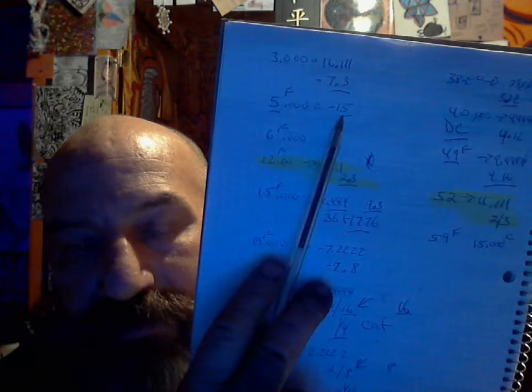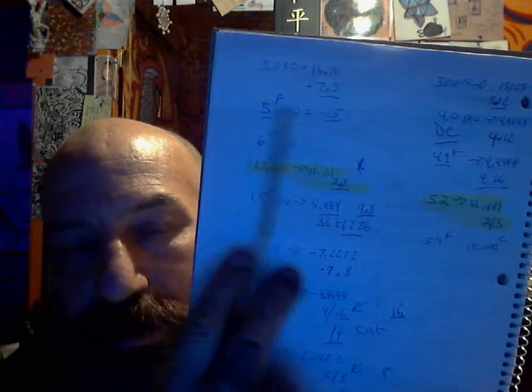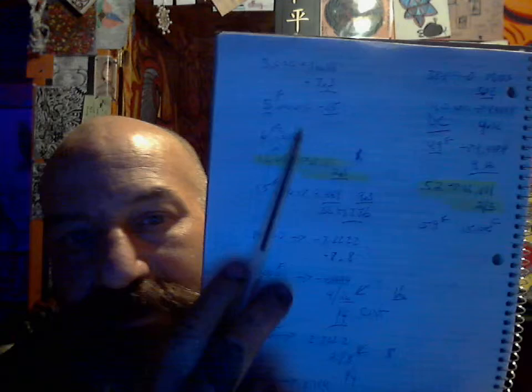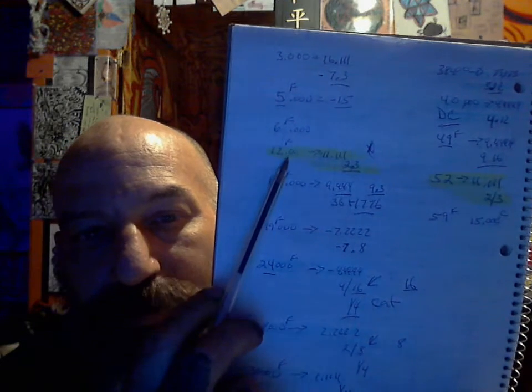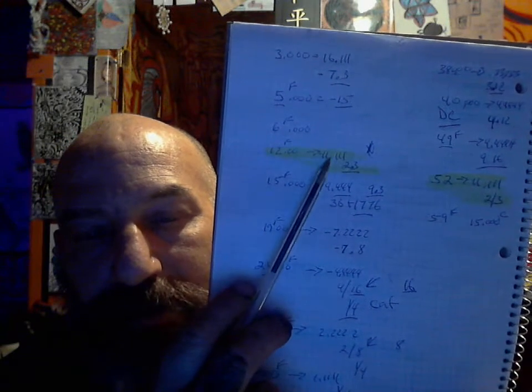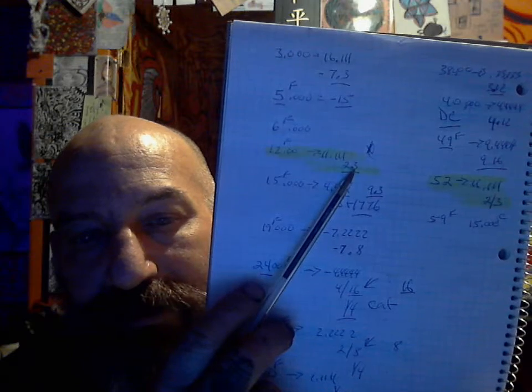5 Fahrenheit is 15. This is the letter O. O and F come together. 12 Fahrenheit equals 1.111. 2 and 3 come together. BC come together. But it's not telling me enough.